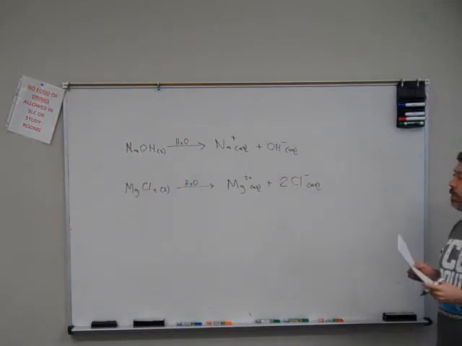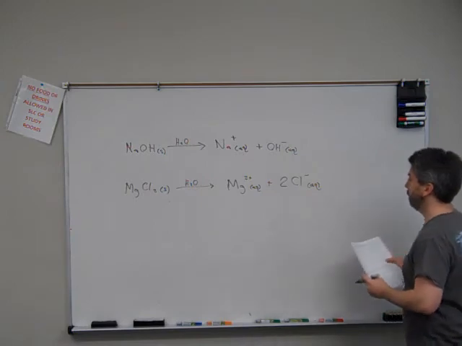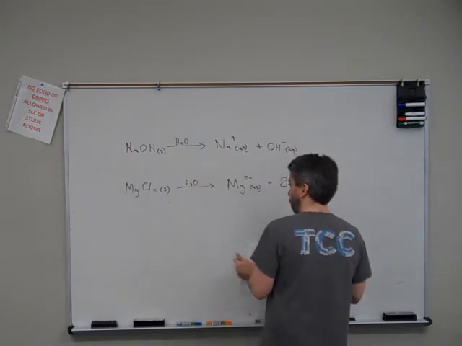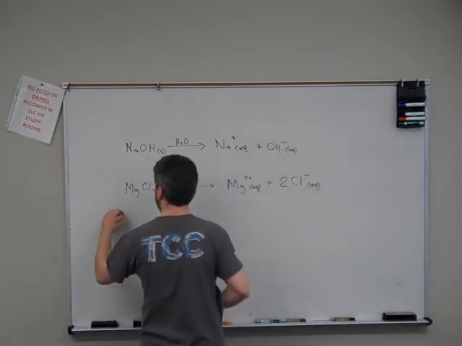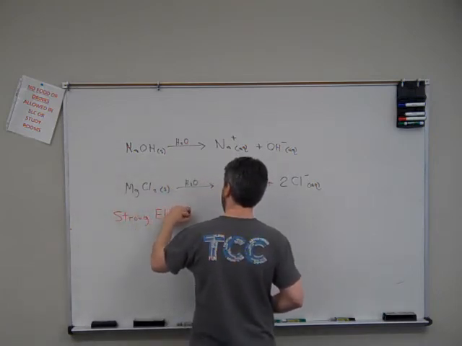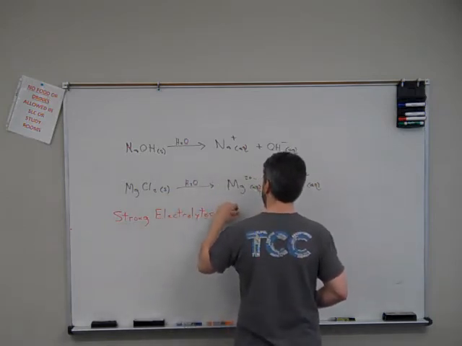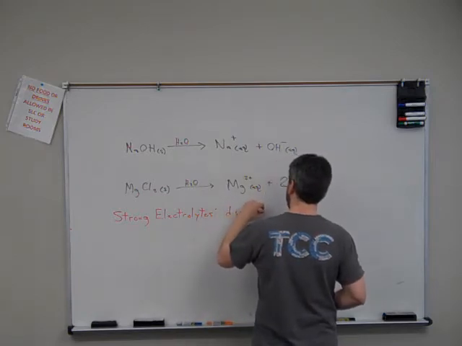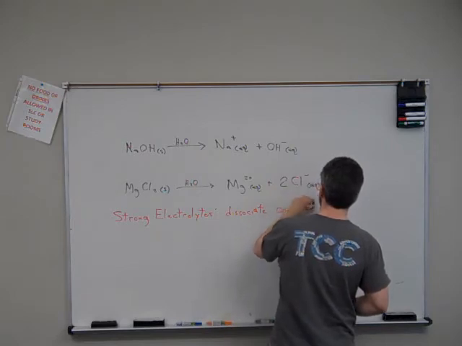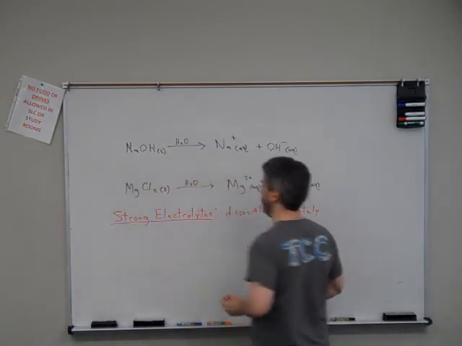Now, substances that dissociate completely like this are called strong electrolytes. Strong electrolytes dissociate completely. They completely separate into ions.